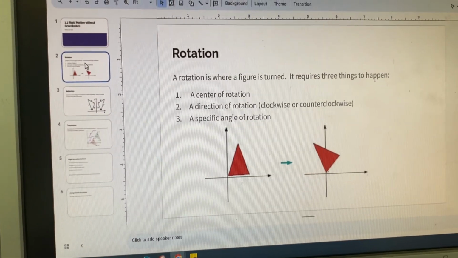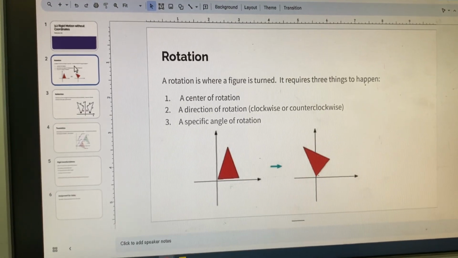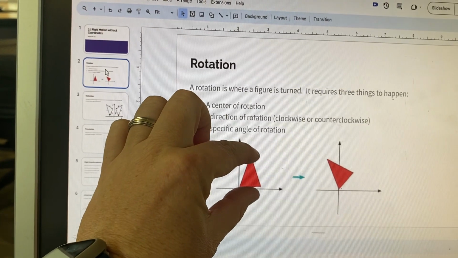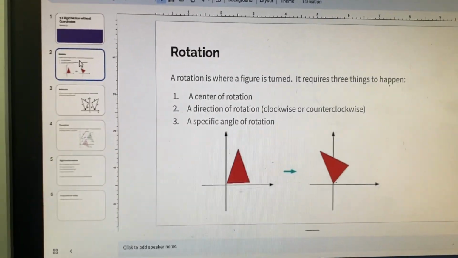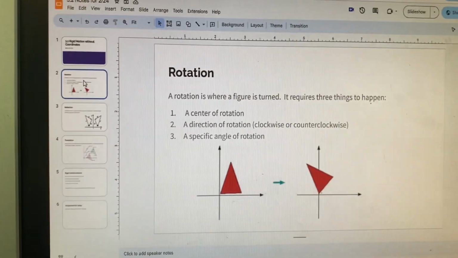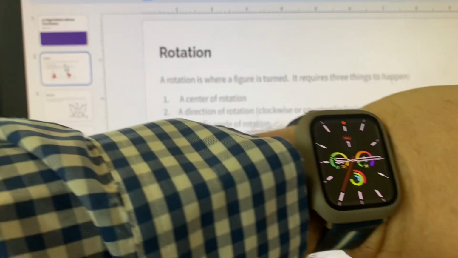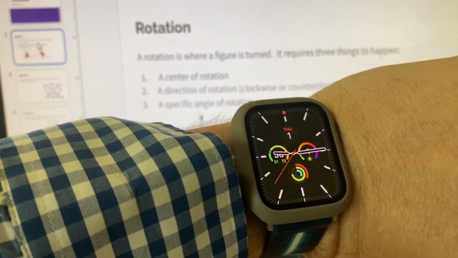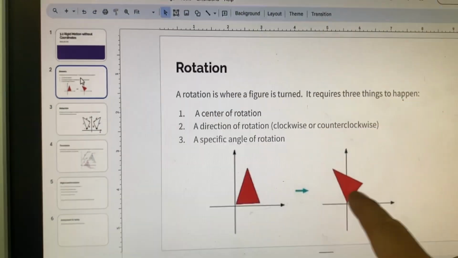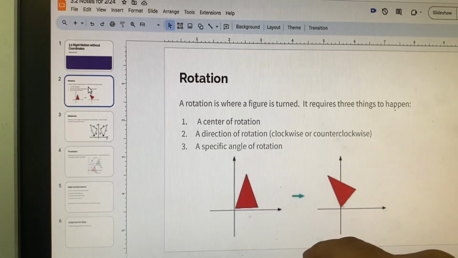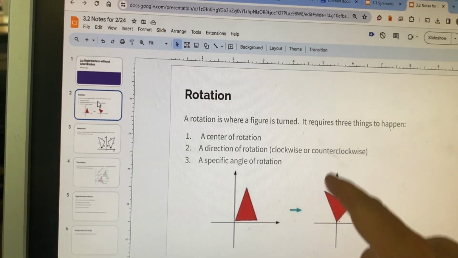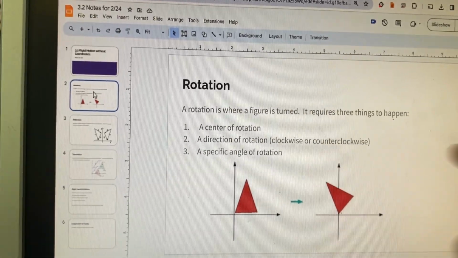So when we have rotation, we turn that figure. Here we're taking this triangle and rotating it a little bit clockwise or counterclockwise. If you're not sure about that, you can look at a watch face. If you go the direction of the numbers, top to the right, that's clockwise. If you go against the numbers, 12, 11, 10, 9, that's counterclockwise.